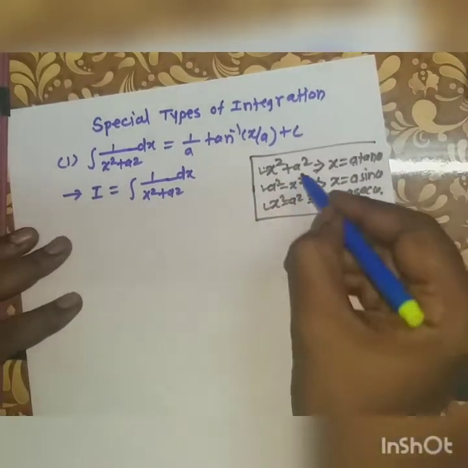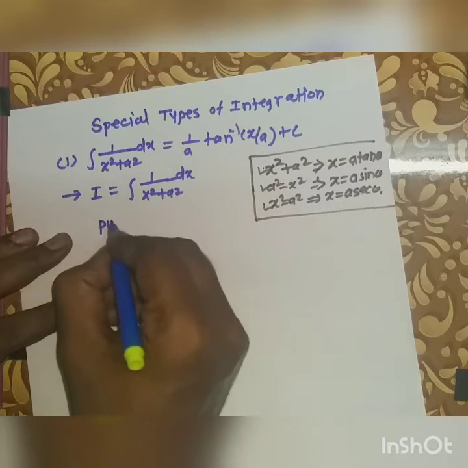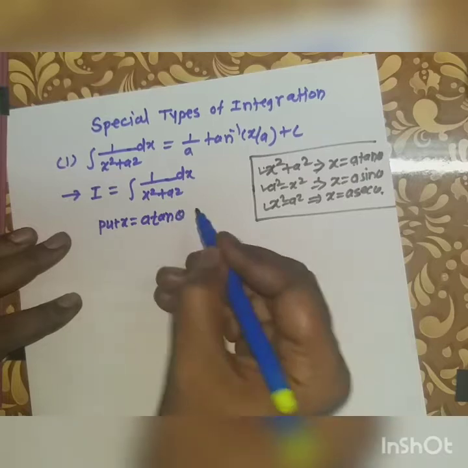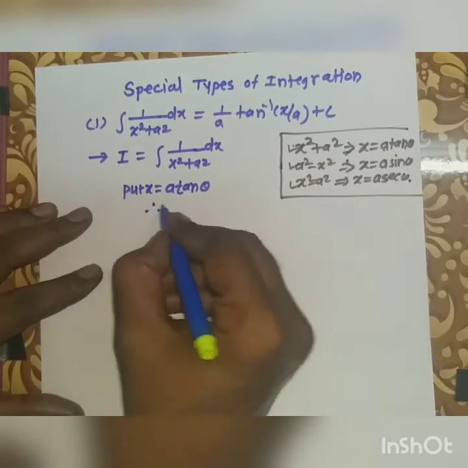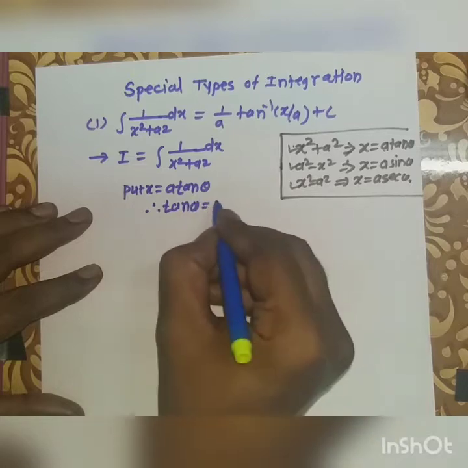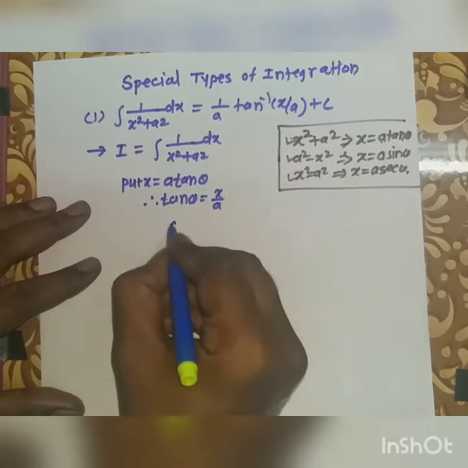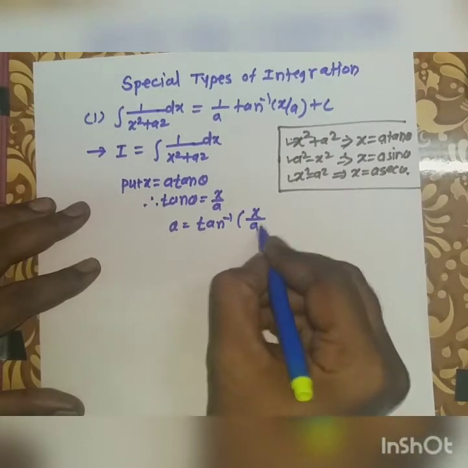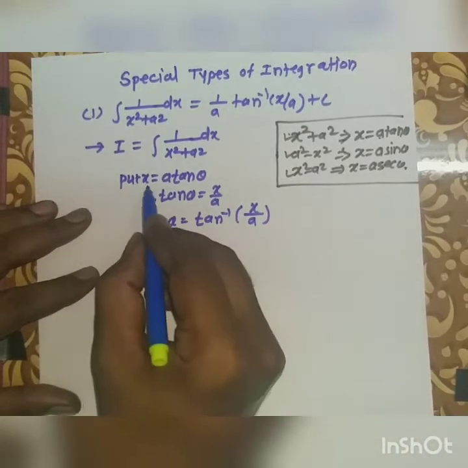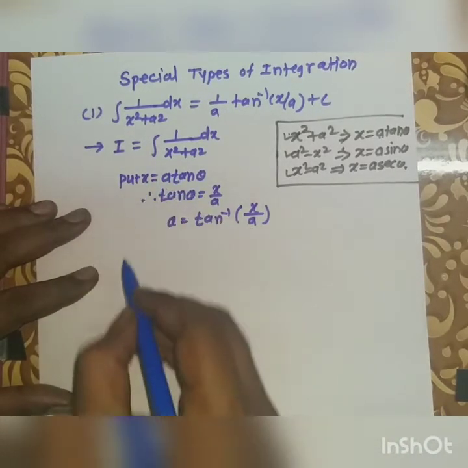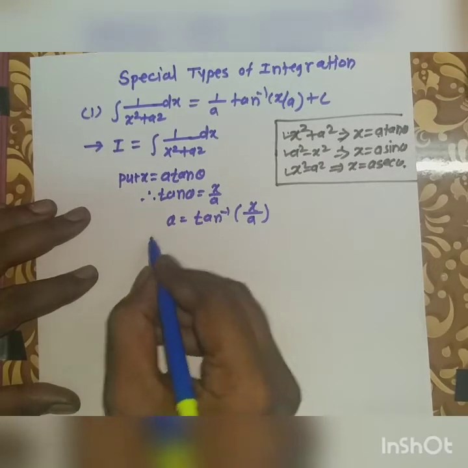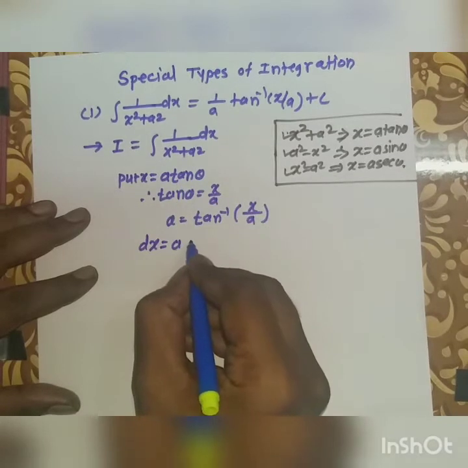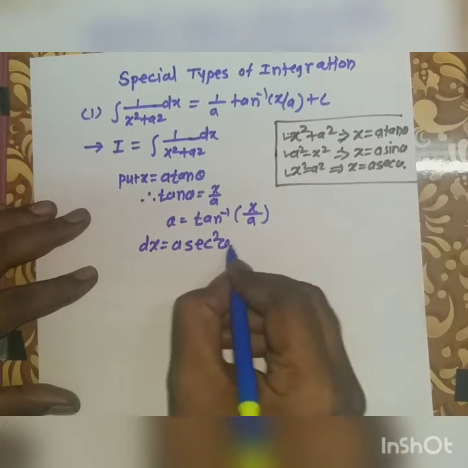Therefore here, x square plus a square, then put x is equal to a tan theta. Therefore tan theta is equal to x divided by a, and theta is equal to tan inverse of x divided by a. Now we take the new variable theta, then differentiating on both sides with respect to theta, dx is equal to a, the derivative of tan theta is sec square theta.